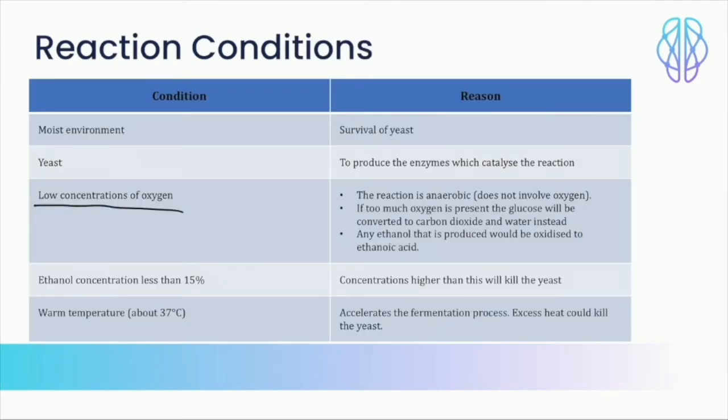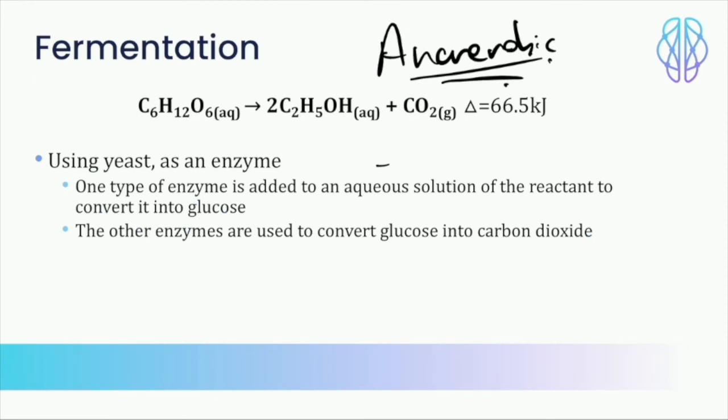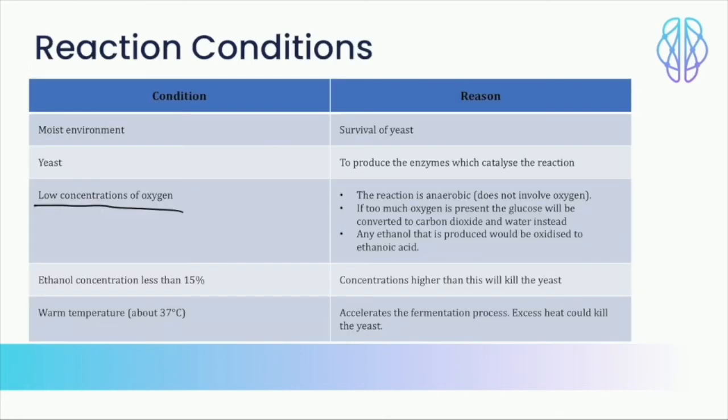A couple of reasons why we want it to be anaerobic. If too much oxygen is present, the glucose is converted to carbon dioxide and water instead. So if we have an aerobic process, in the presence of yeast, we won't make ethanol, we'll make lots of water and lots of carbon dioxide, and we certainly don't want that. Also, any of the ethanol that we do make will be oxidized into ethanoic acid. So we will be producing very little ethanol if we let any significant amounts of oxygen into the reaction vessel.